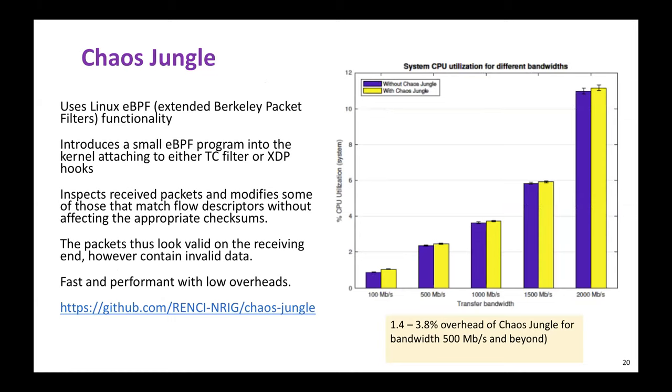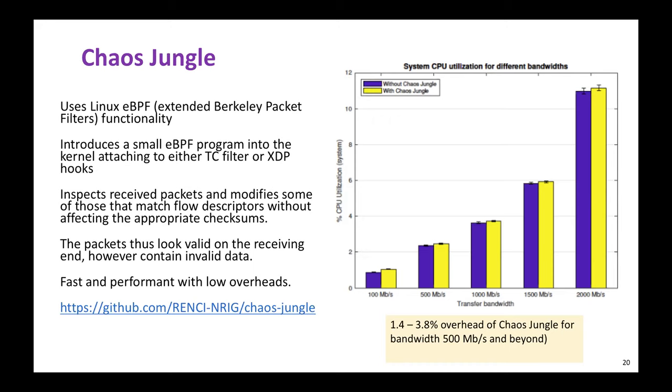So the network part of Chaos Jungle uses something called extended Berkeley Packet Filter functionality, called eBPF. A small eBPF program is injected into the kernel on the receiving side of a packet. So imagine a worker node that's trying to run your computation and is trying to get data from somewhere else. We inject the Chaos Jungle tool in the kernel of the receiving side, and we attach it using the traffic control filter, which is called TC or XDP.